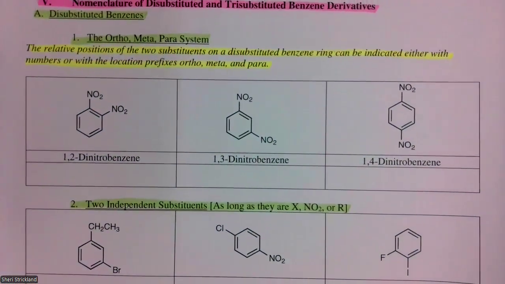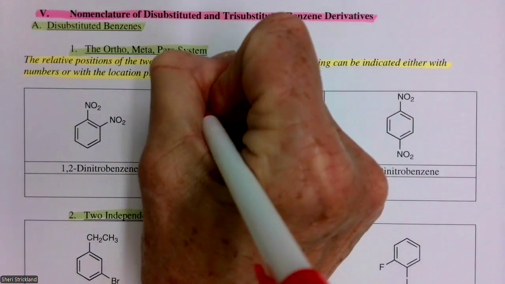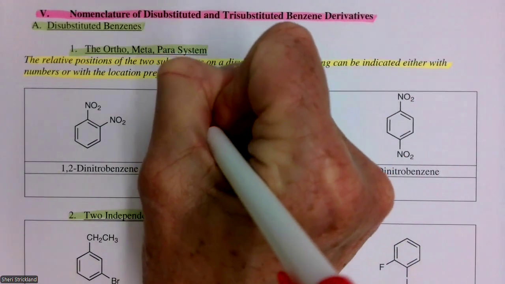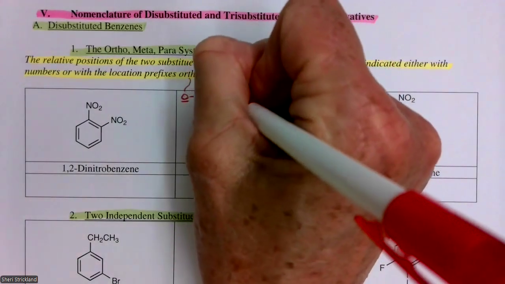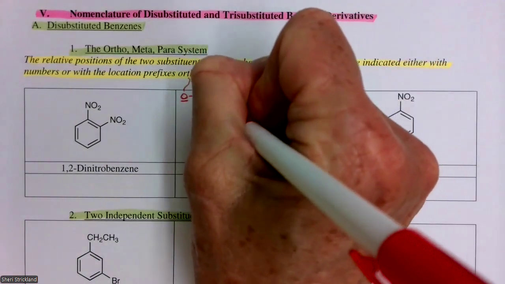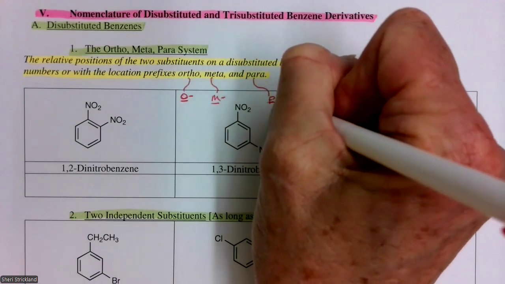Now, the relative positions of the two substituents on a disubstituted benzene ring can be indicated either with numbers or with the location prefixes ortho, meta, and para. And these prefixes can be abbreviated. Sometimes for ortho, you'll see an O with a line under it, or sometimes it's italicized. Meta is the same thing with an M. Para is the same thing with a P.